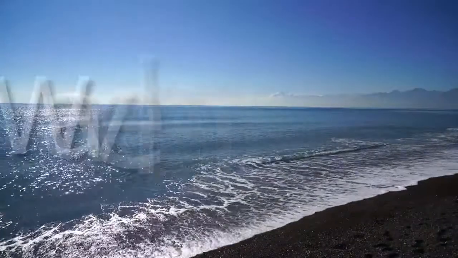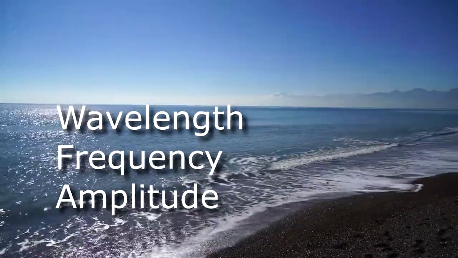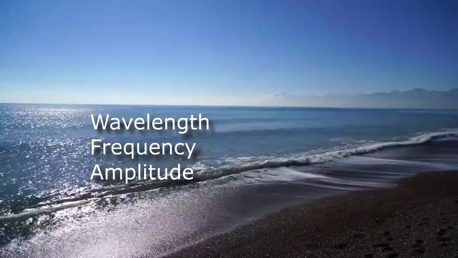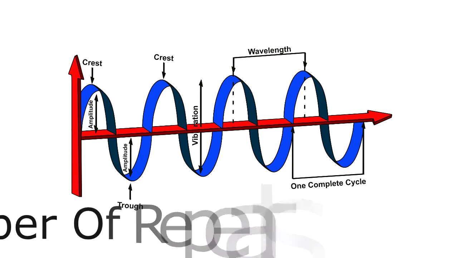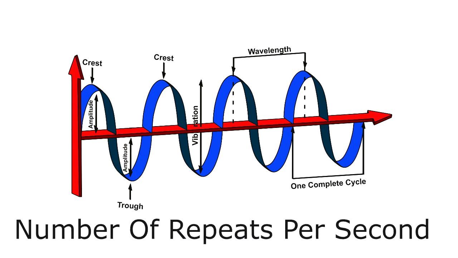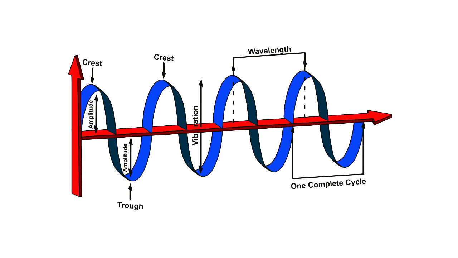Like waves in the ocean, electromagnetic waves can vary in their wavelength, frequency, and amplitude. Remember from Module 1 that wavelength is the distance between peaks of a wave, and frequency is how many times a wave peaks in every second. Or stated another way, frequency is the number of times per second that something cycles or repeats itself.